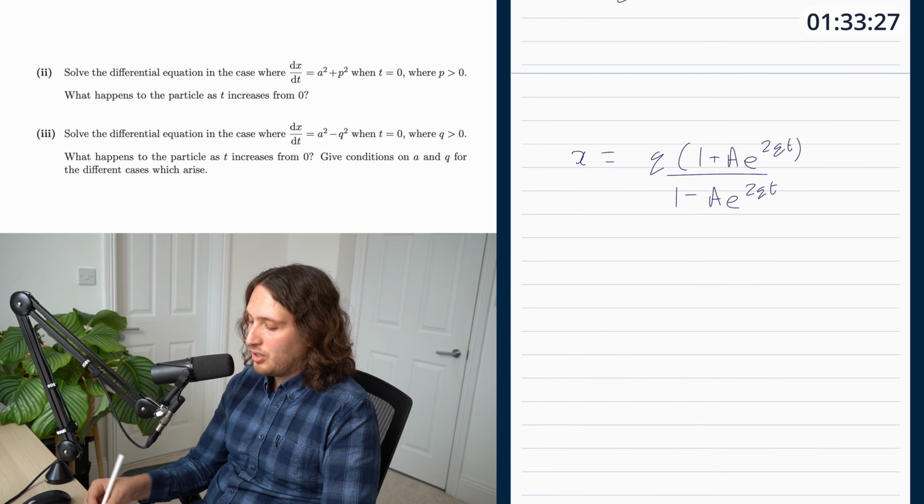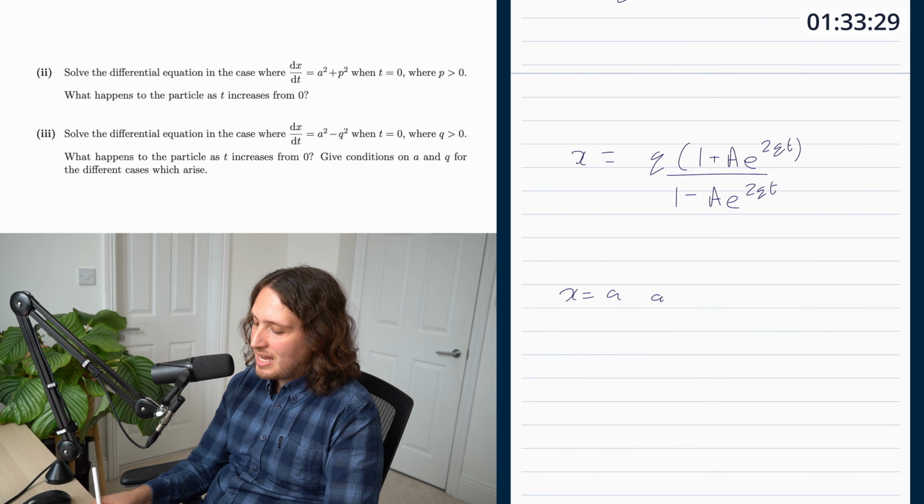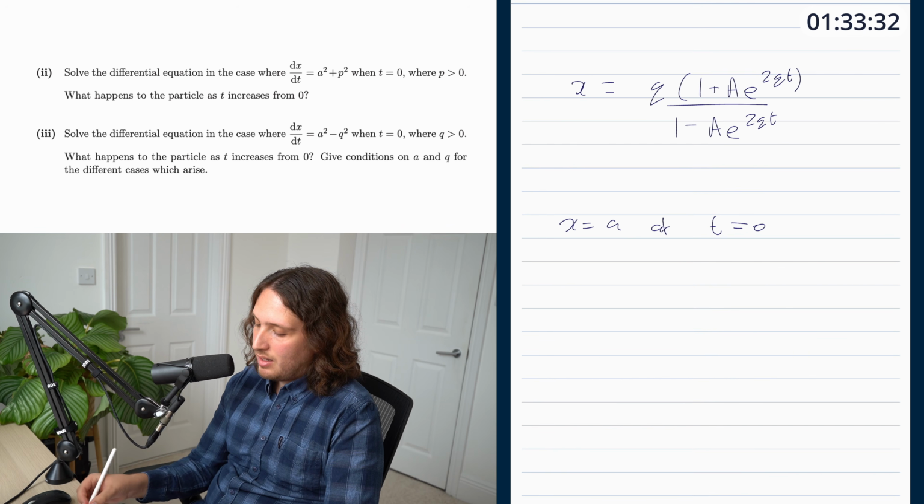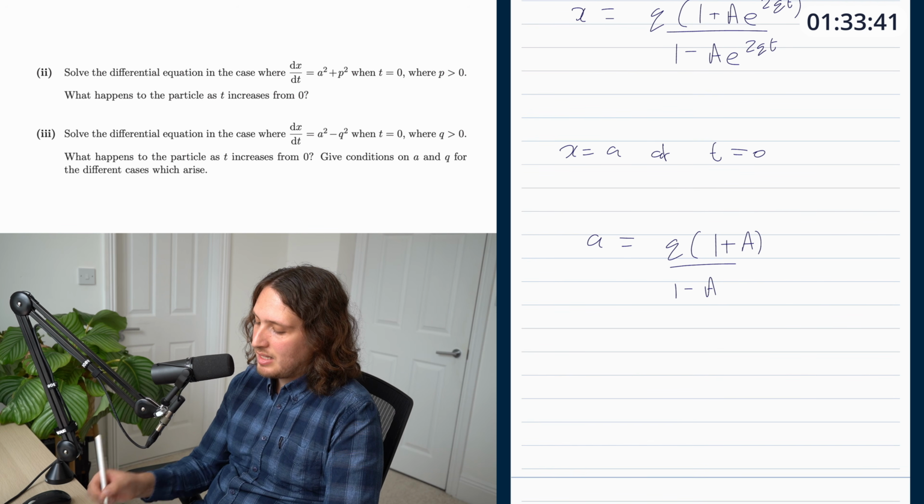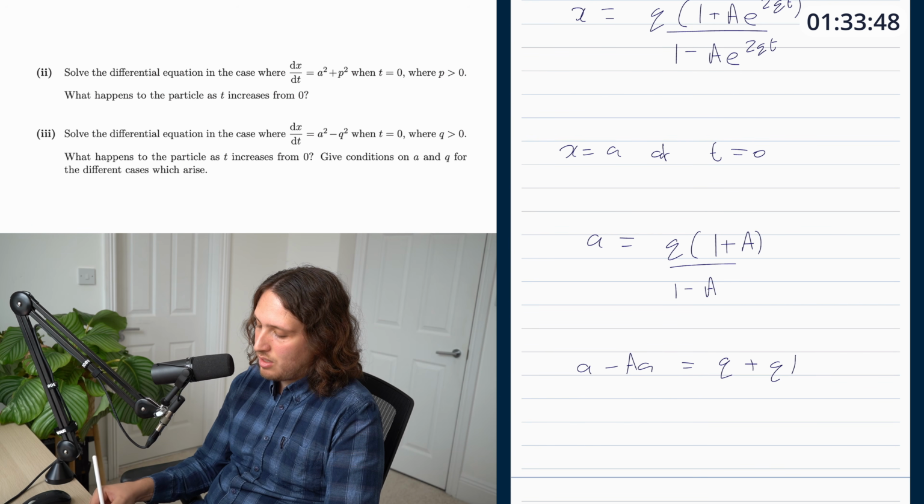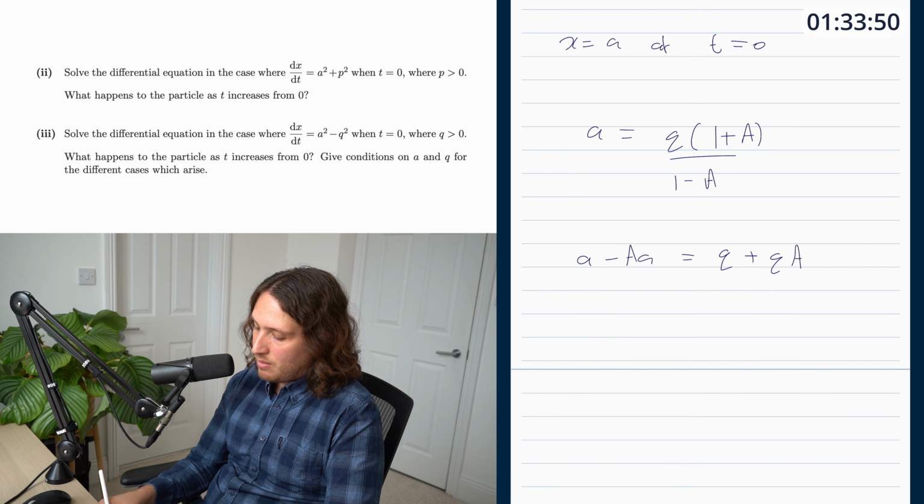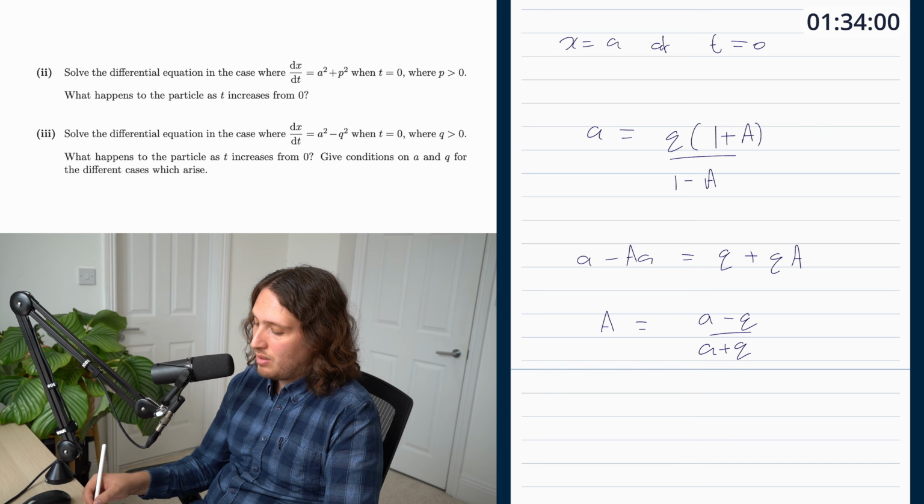Now I'll try and find my constant. So x is a at t is 0. So that tells me that a is q times 1 plus A over 1 minus A. So a minus aA is q plus qA. So A is a minus q over a plus q.